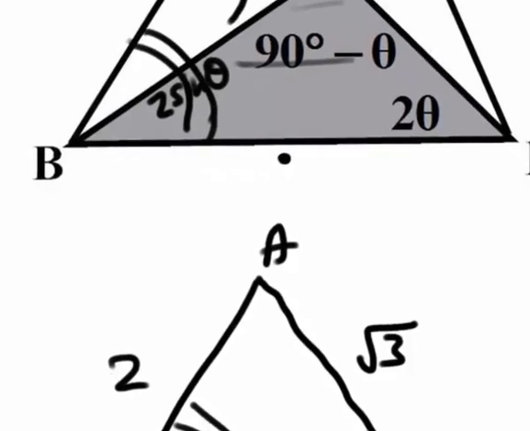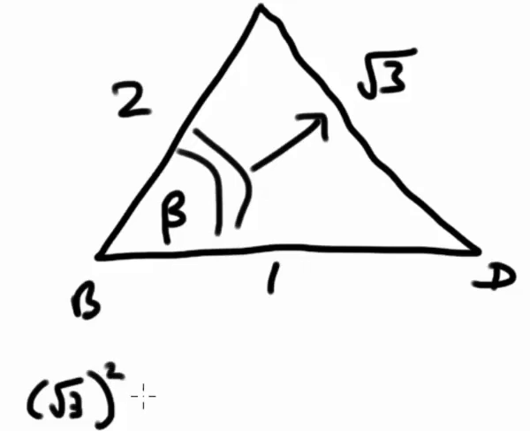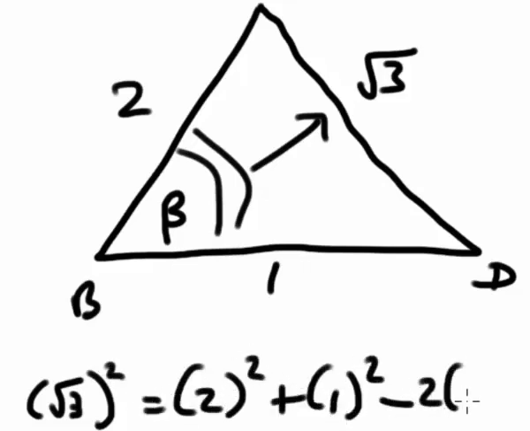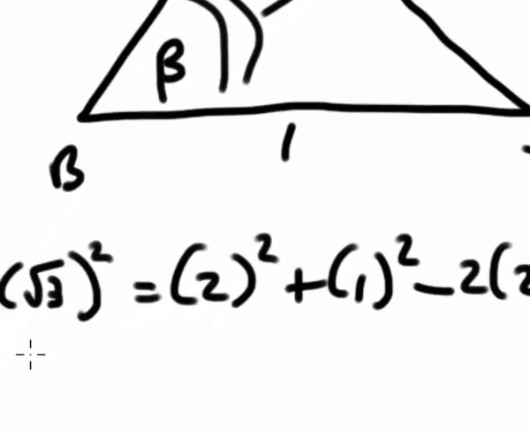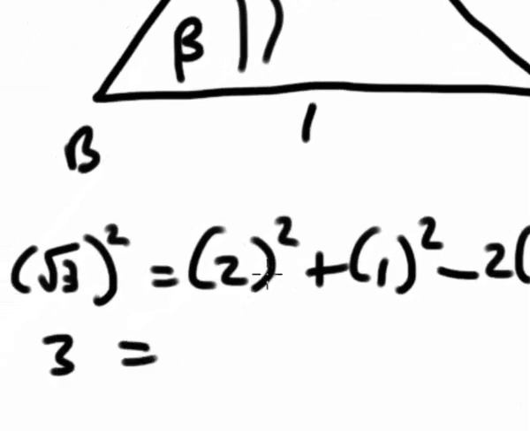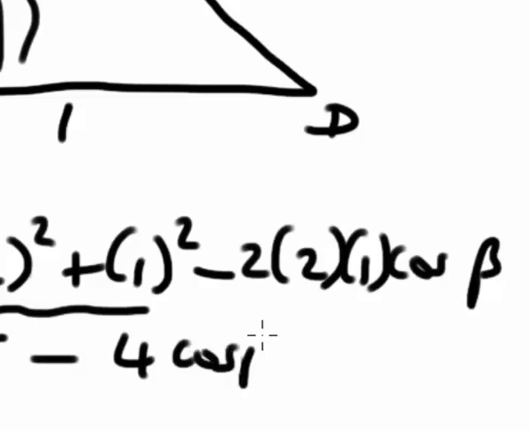How do we do it? Well, it's 3 sides, so we can use the cos rule. What's opposite? It's root 3. So the square root of 3 all squared is equal to 2 squared plus 1 squared minus 2 times 2 times 1, the cos of angle beta. That's the cos rule with the 3 sides. This gives you 3 is equal to 4 plus 1, which gives you 5, subtract 4 cos beta.